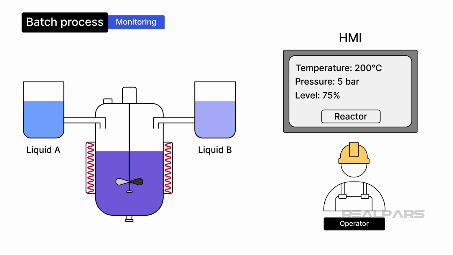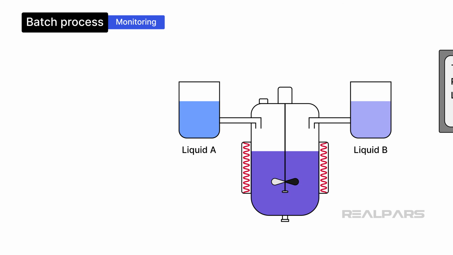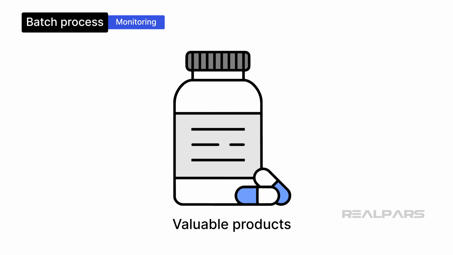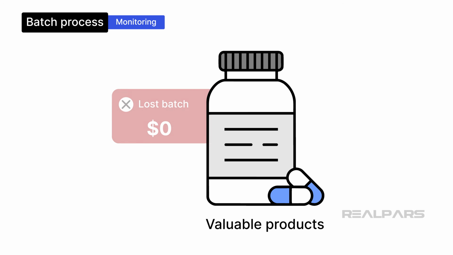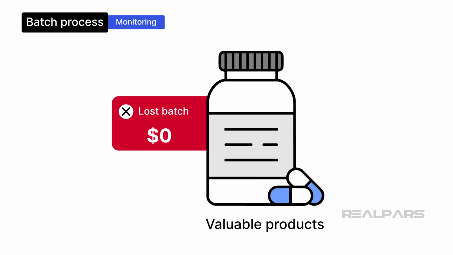The system controlling the batch process must keep operators informed of the current process conditions and alert them about any deviations. If an operator is alerted about a deviation in the process on time, they may be able to save the current batch. This is important because batch processes are often used to produce valuable products like pharmaceuticals, where losing a batch can have a big economic impact.